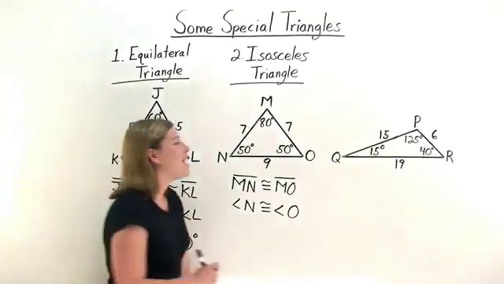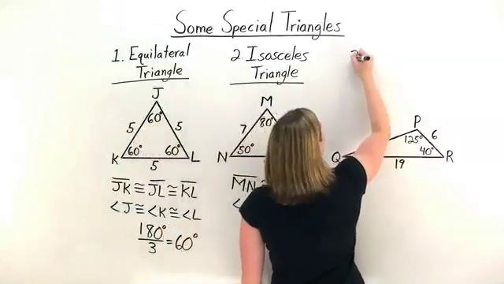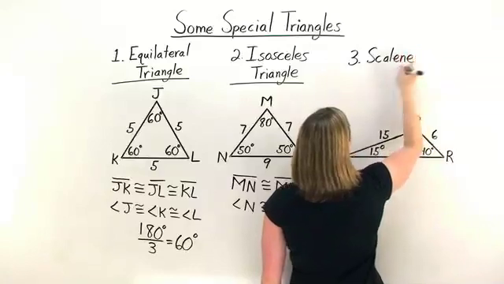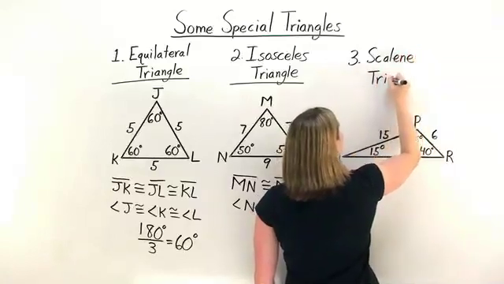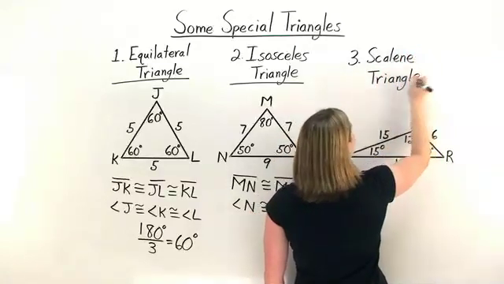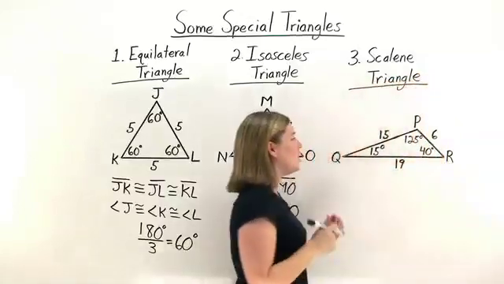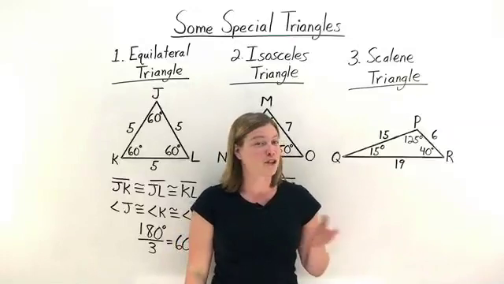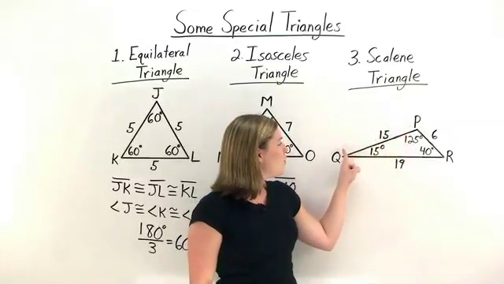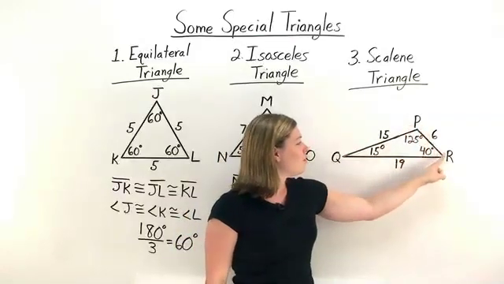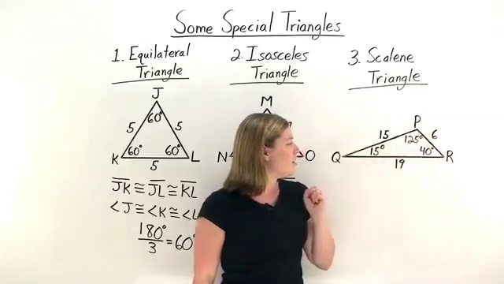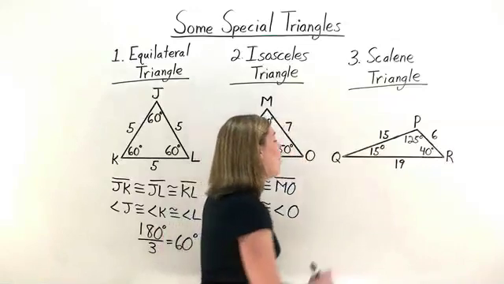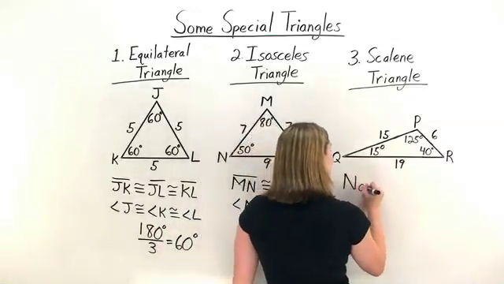Okay, time to take a look at our last triangle. This third type of triangle is called a scalene triangle. So let's take a look at the sides of this triangle and see if we can figure out what makes it a scalene triangle. Well, again, we're looking for the congruent sides, the sides that measure the same. This side measures 15 units, this side measures 6 units, and this side measures 19 units. Hey, none of those sides are congruent. That's what it means to be a scalene triangle.